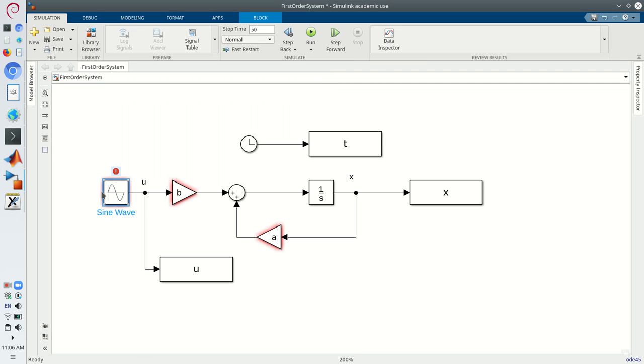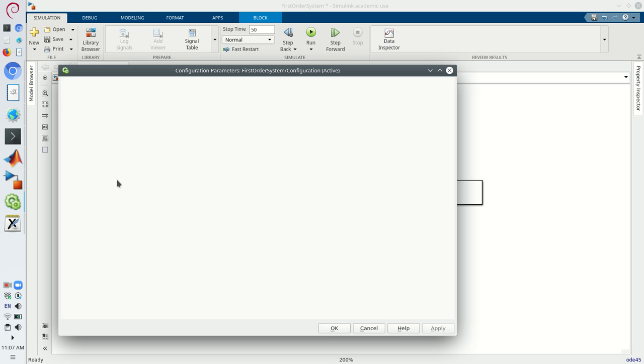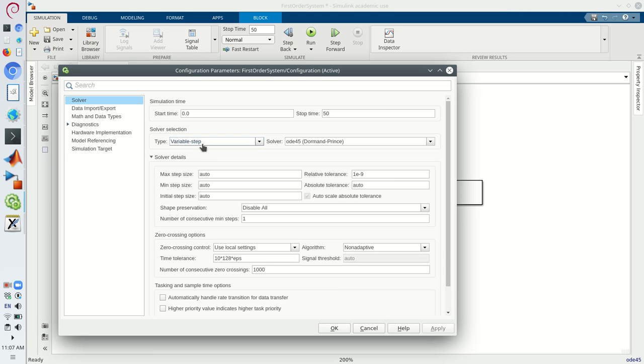So now my sine wave is going to give me a warning, because the frequency that needs to be expressed in radians per second still has to be specified. So this is our block, and just to be sure, let's also check the configuration parameters here. If you try to replicate what I'm doing now, you might get slightly different results if you use a different solver.